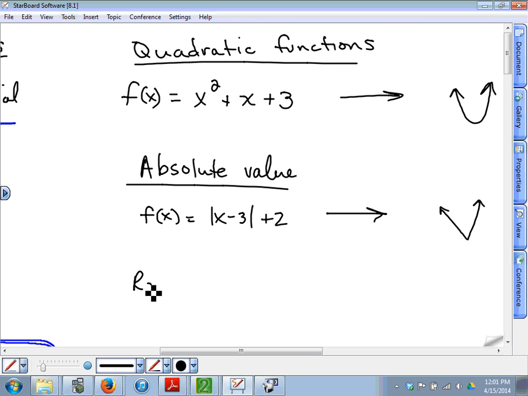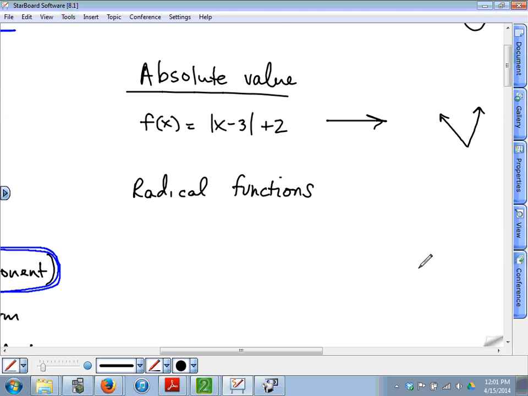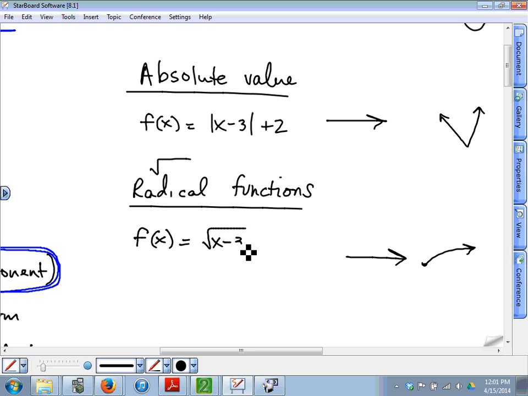Here's one these students seem to be less familiar with. Radical. The shape of the graph looks like this. You guys are right, that's the shape of the graph, but what's the function look like? The actual equation. Do you remember what the word radical means? It has a radical. It has a root. So something like this. Wouldn't that be a radical function?